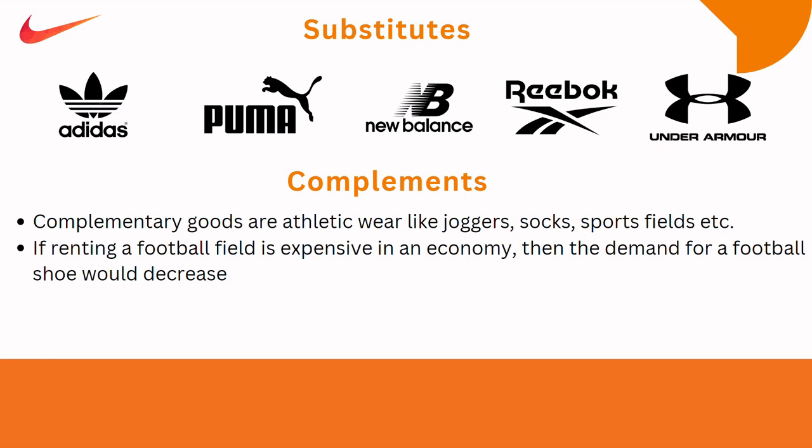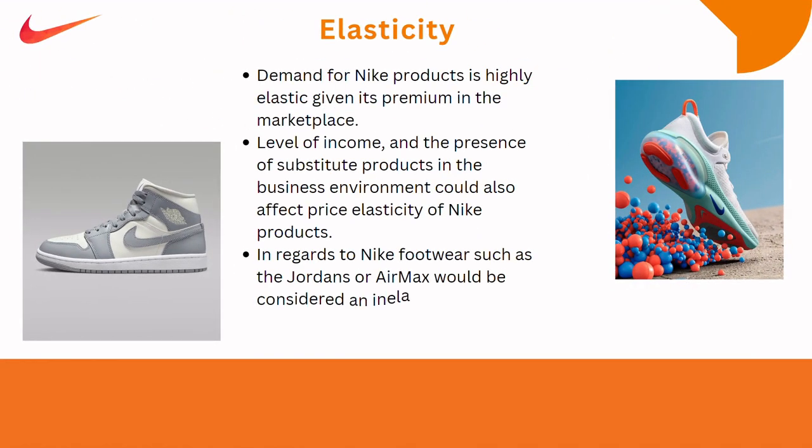Complements. Complementary goods are athletic wear like joggers, socks, sports gear, etc. If renting a football field is expensive in an economy, then the demand for football shoes would decrease. Elasticity. Demand elasticity for Nike products is highly elastic when it's premium in the marketplace. Level of income and the presence of substitute products in the business environment could also affect price elasticity of Nike products. Nike footwear, such as Jordans and Air Max, would be considered an inelastic product.